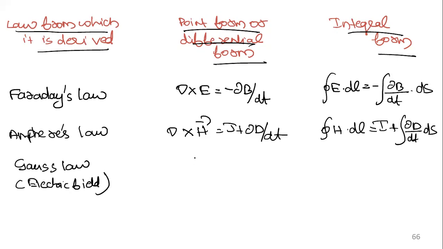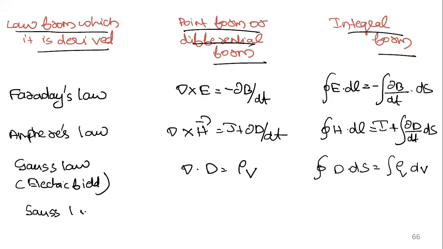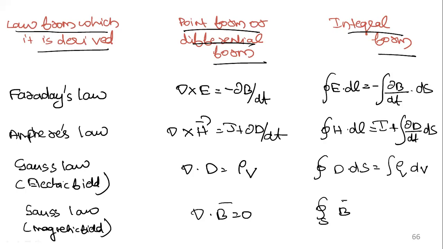What was the equation we got? Del dot D is equal to rho V, and integral D dot ds is equal to integral rho V dV. And then what was the fourth one? Gauss law in magnetic field. That means del dot B equal to 0. So integral over S B dot ds is equal to 0.